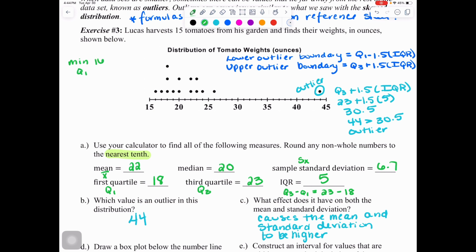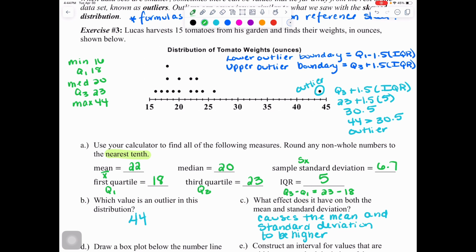We already know Q1 was 18. And the median we already have is 20. And the third quartile we have is 23. And then the max was 44. So we're going to draw the box plot below the number line since the dot plot is already up at the top. So recall how to do this.